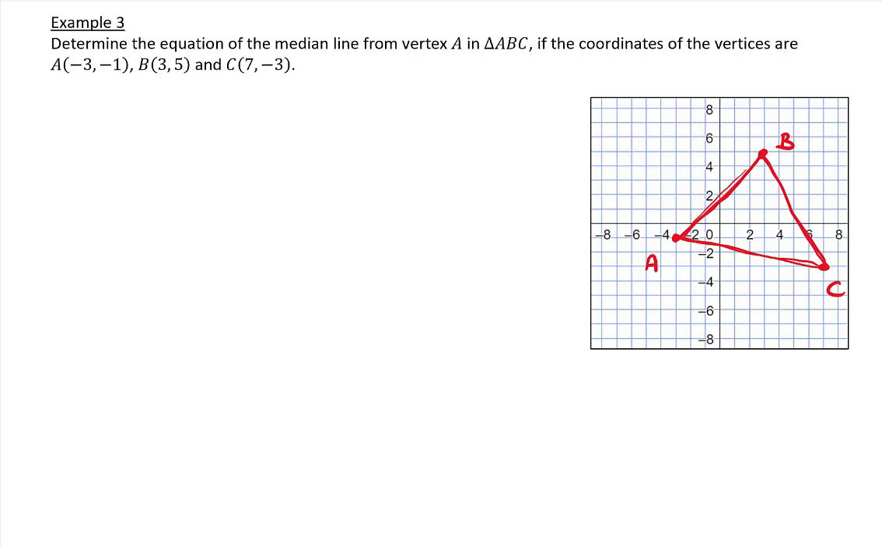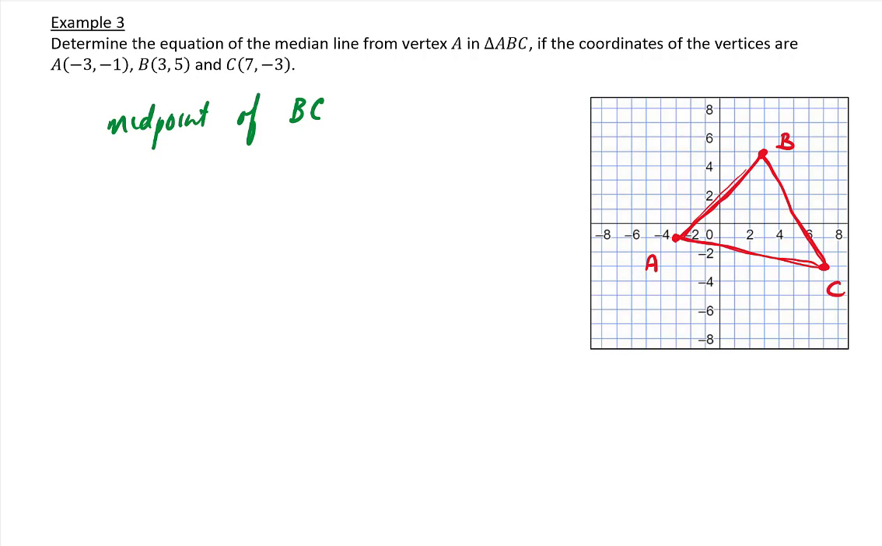We want the median line from vertex A. So we want to start from vertex A and get to the midpoint of the opposite side. So as we said in step 1, to find the equation of the median line, we need a midpoint. And for this example, we're going to need the midpoint of BC. Why BC? Because we're starting from vertex A and we're trying to get to the midpoint of the opposite side. So let's find that midpoint.